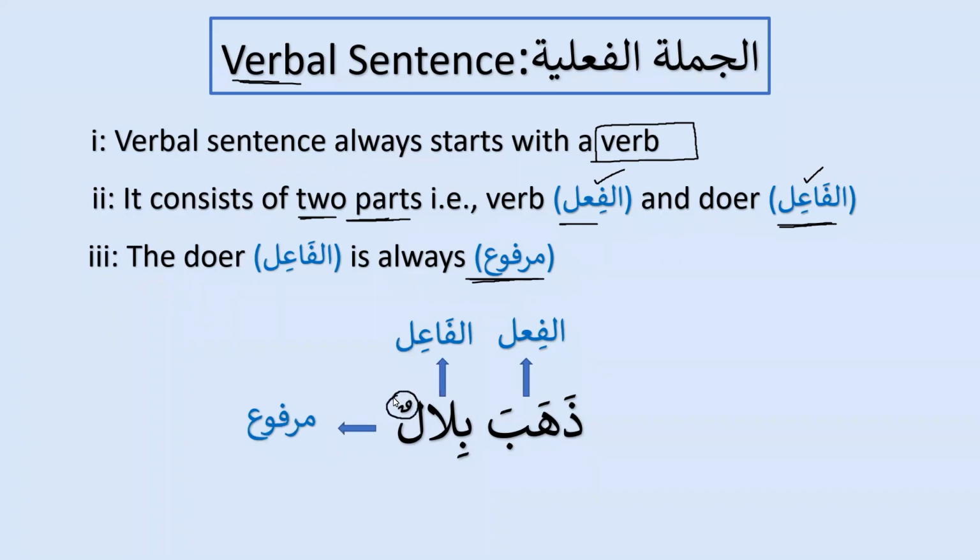So this is something that we need to know, that the verbal sentence always starts with the verb. And similarly, the doer of the action is always marfu'. It will be in halat rafi'. Either it comes with dammatan or with damma. It depends.